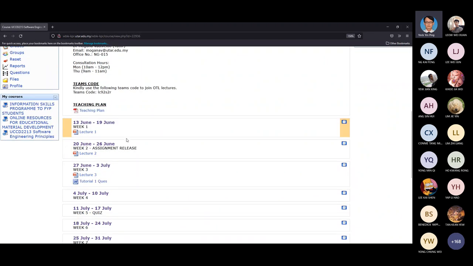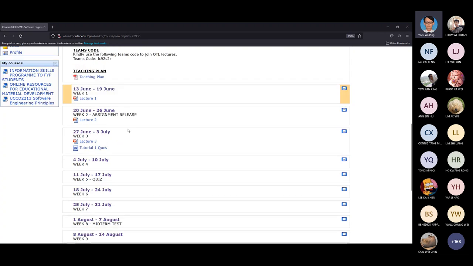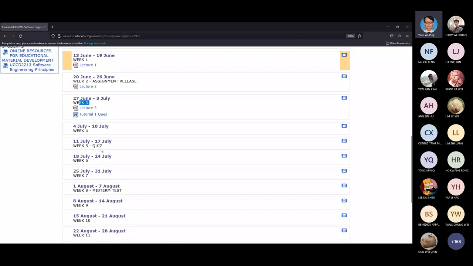Okay, so all this is your course material, and it will be assessed each week. But you notice here, the Weber that I work out is like your to-do list, it's like your calendar also. You notice here week two assignment release. So I remarked here already. Each week here, I'll remark week one, week two, week three. And then you notice here week five is a quiz, and then week eight is the midterm.